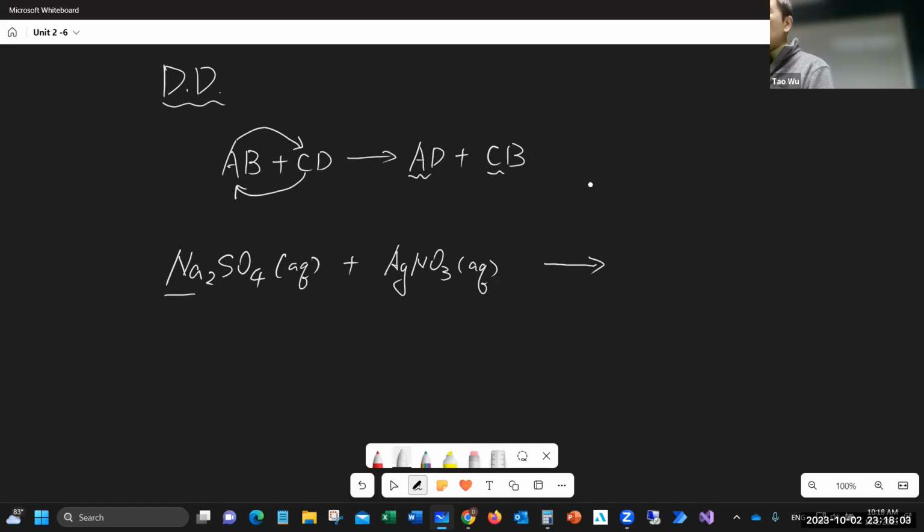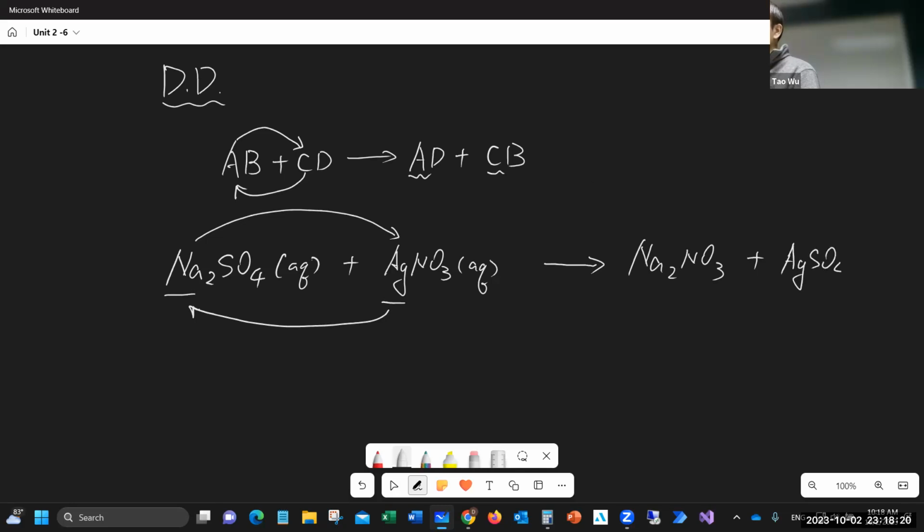So the cations will exchange. So those two will replace the positions. But the point is, when we write this, are we going to write like Na2NO3 plus AgSO4? Just let you know, no. Because those two look like they are right, but those two are not exactly the correct formulas.